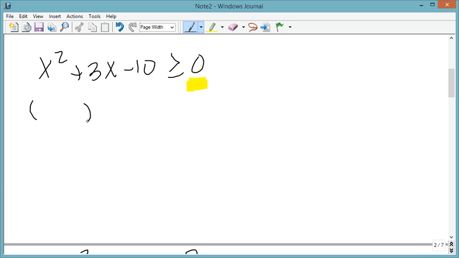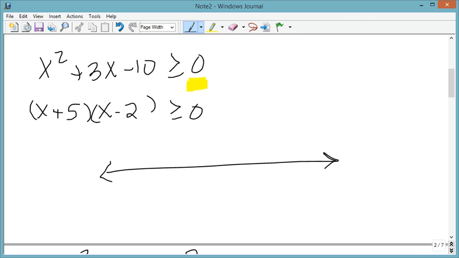So if we factor this, I'd be looking for two numbers that multiply to be -10 and add up to be 3. So that would be 5 and -2. So I can look at where this actually equals 0, right? So if I look on the number line at -5, if I plugged in -5, I would get a 0 right here, and it'd be 0 times whatever it is, it's going to still equal 0, right?